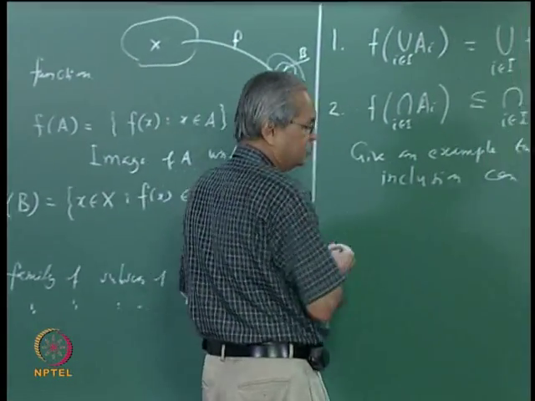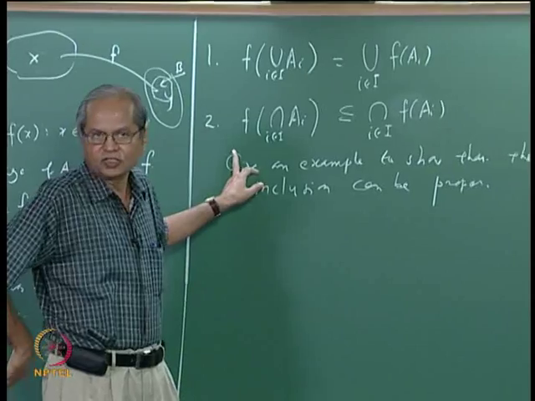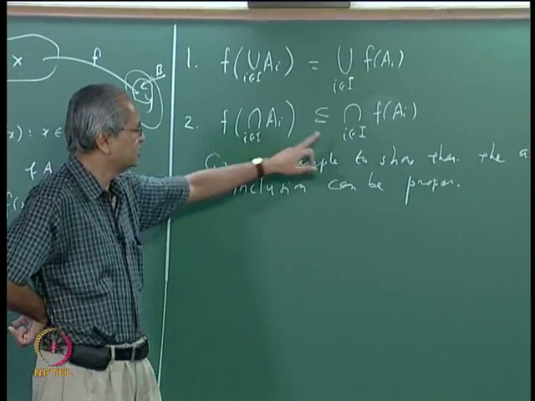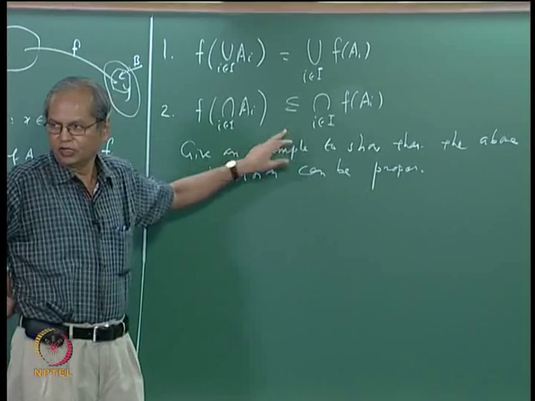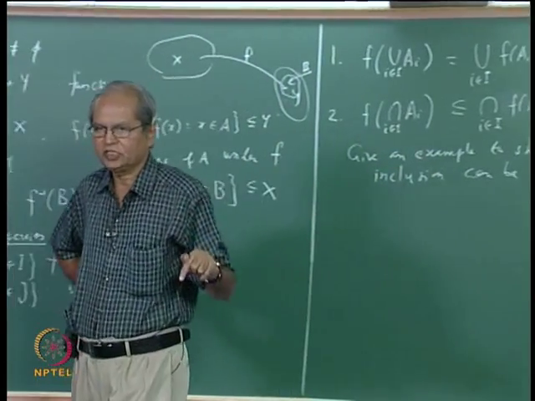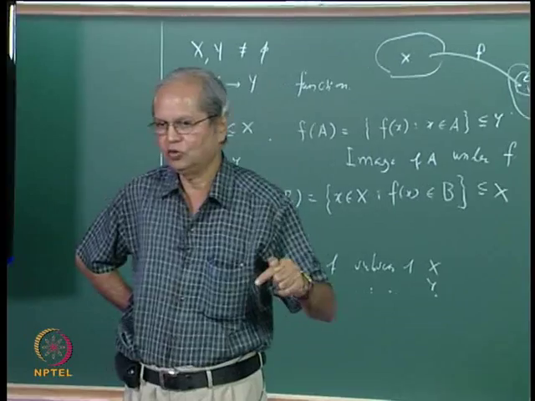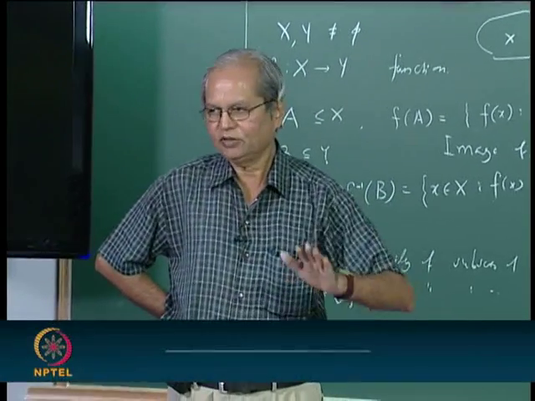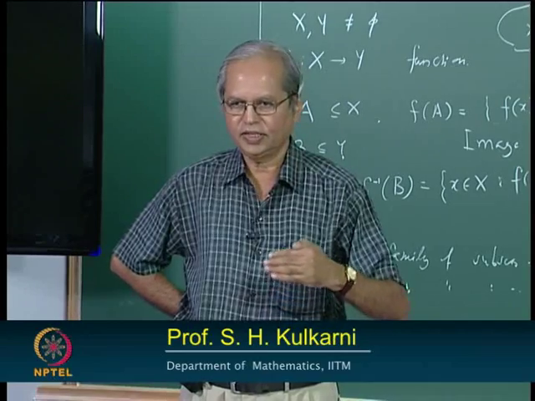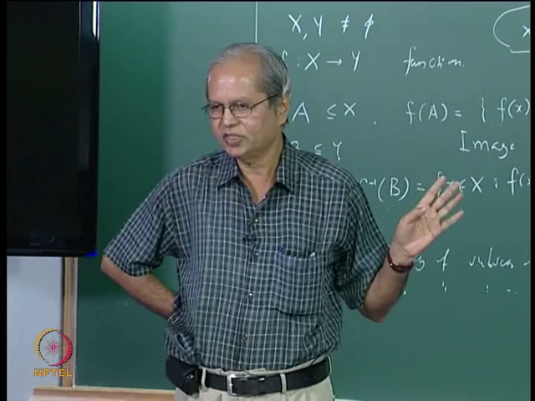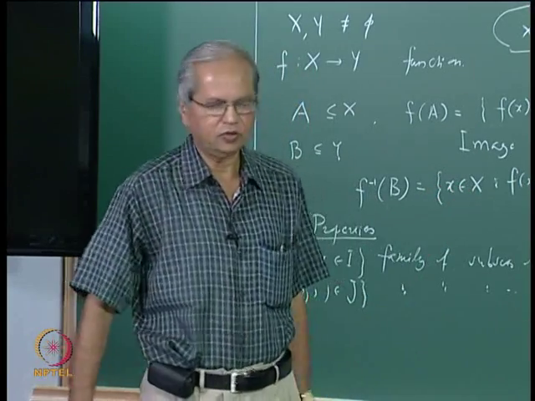Under certain conditions on f, this becomes equality. And we have discussed some of the extra properties that f may or may not have, like one-one, onto, etc. I will not say which exactly the condition. You try to find out on your own that under an extra condition on f, this becomes an equality. What is that condition? Try to find out on your own.